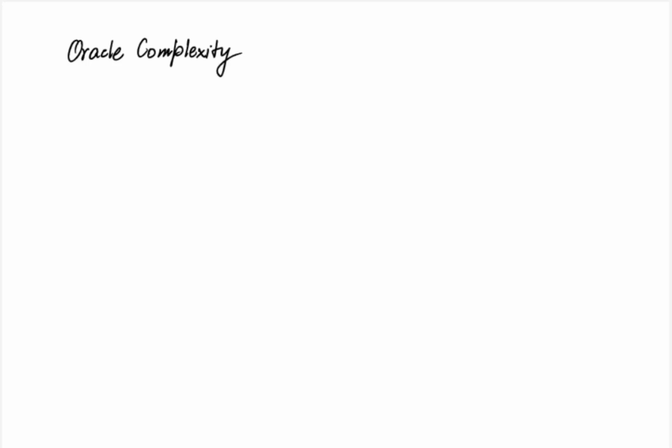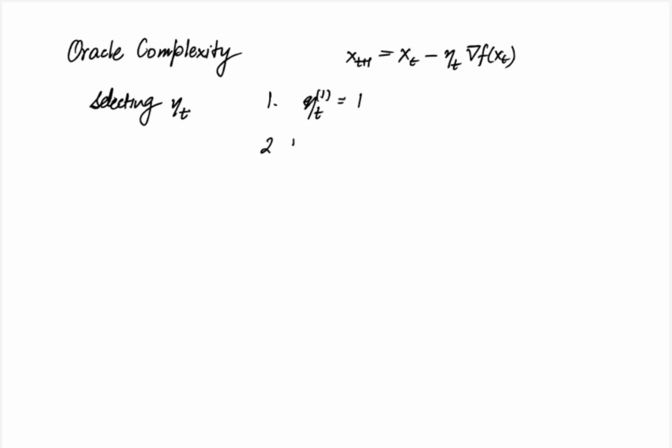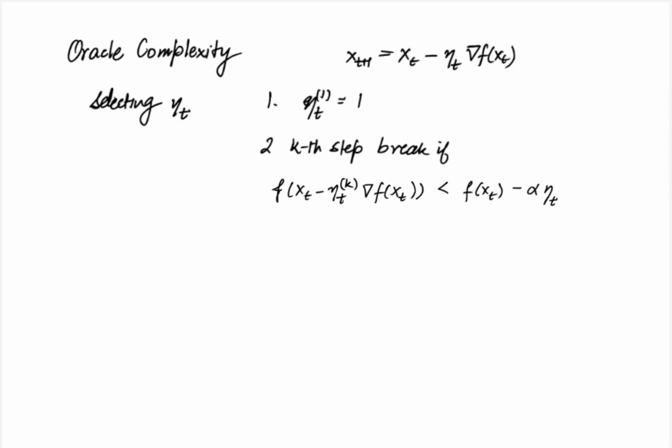Recall that the backtracking line search algorithm used the iterates x_{t+1} equal to x_t minus eta_t times gradient f of x_t, and uses the following routine to select eta_t at the t-th iteration. We start with eta_{t,1} equal to 1, and then there are several steps, and at the k-th step we break if this condition is true. The condition is that f of x_t minus eta_{t,k} gradient f of x_t is less than f of x_t minus alpha times eta_{t,k} times the norm squared of gradient f of x_t.